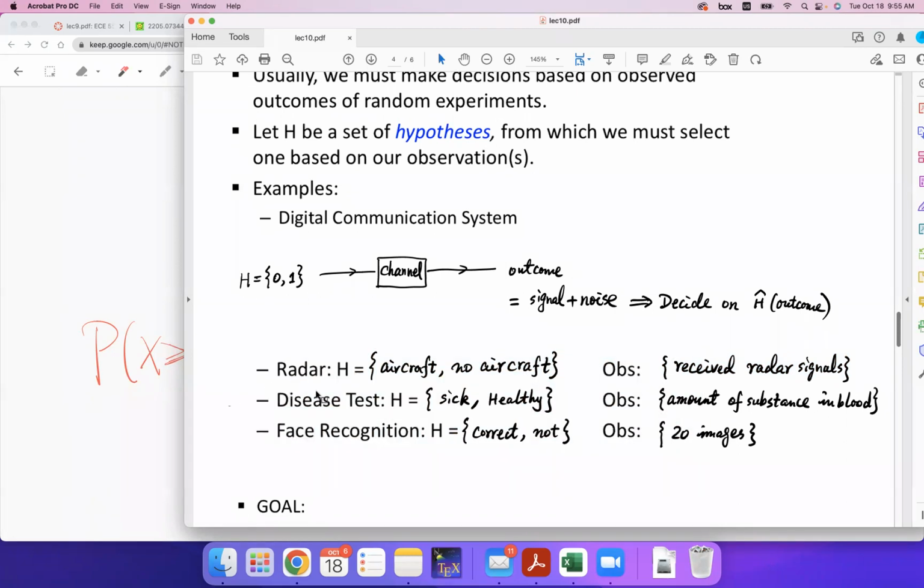Or in the disease test, the hypothesis could be that a person is either sick or healthy. Again, a binary hypothesis. And the observation is, based on some statistics, like if the patient does a blood test, then we will have some statistics in the report. Based on those numbers, we will need to decide which hypothesis to take. And there are many other examples, like in face recognition or the communication channel that we just described.